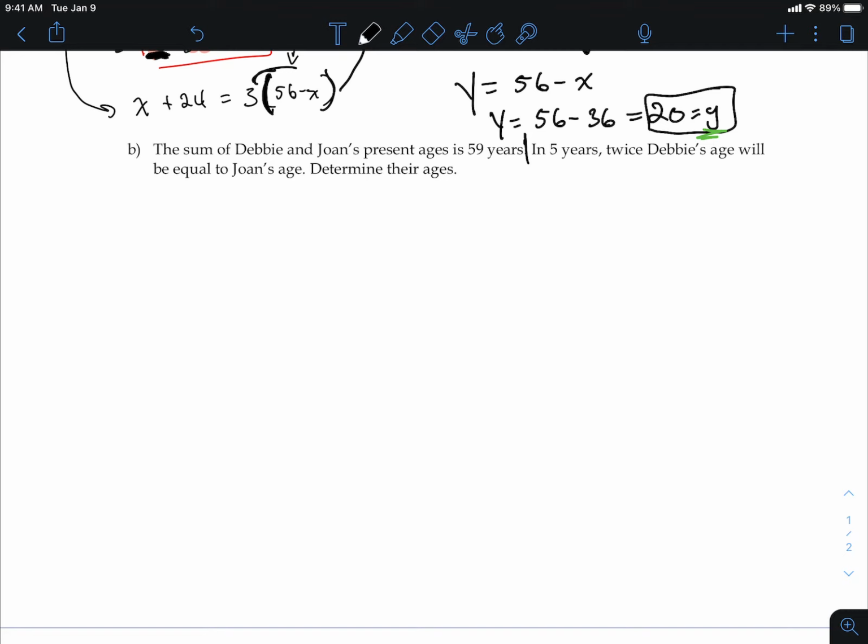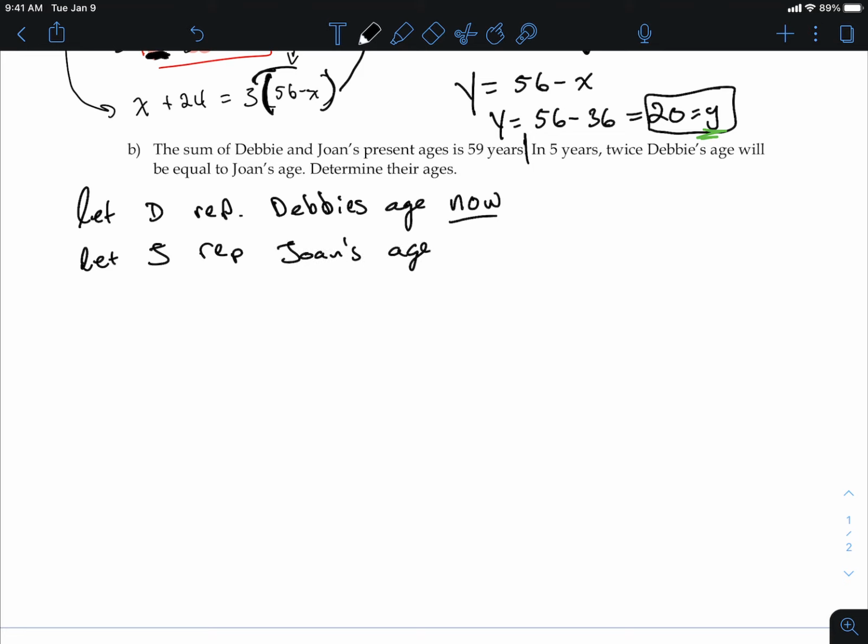Right, so if I say, let D represent Debbie's age now. Okay, and then I say, well, let J represent Joan's age. Okay. Now, the first one's easy, right? The sum of Debbie and Joan's age presently is 59. So there's D plus J is equal to 59.